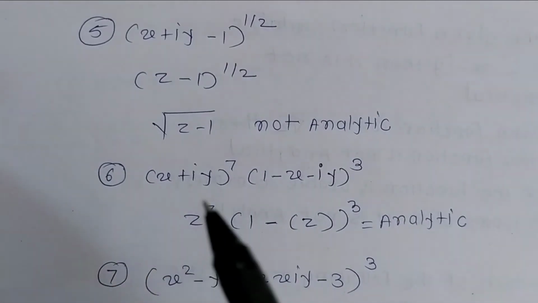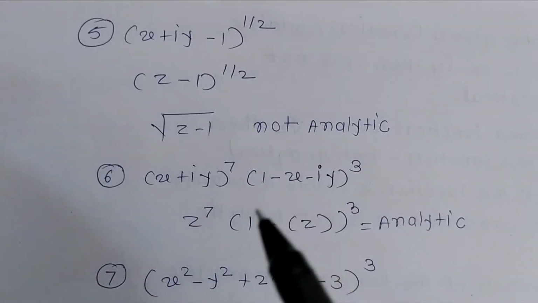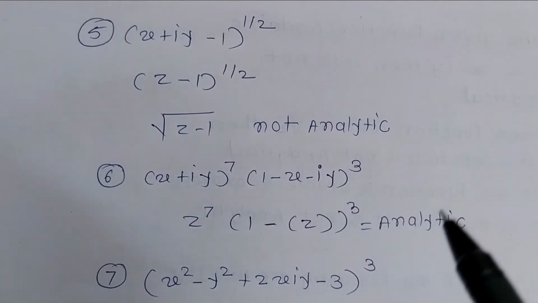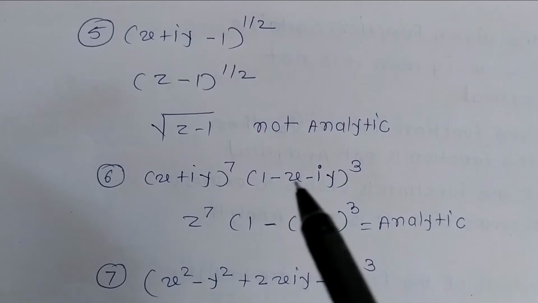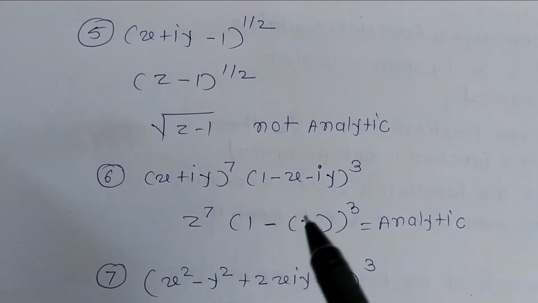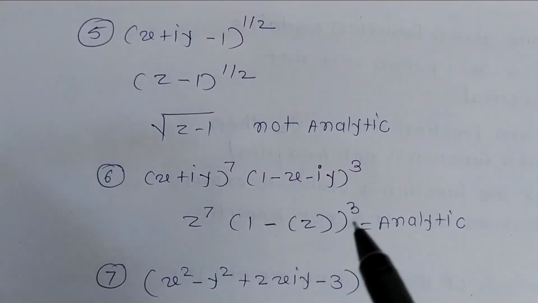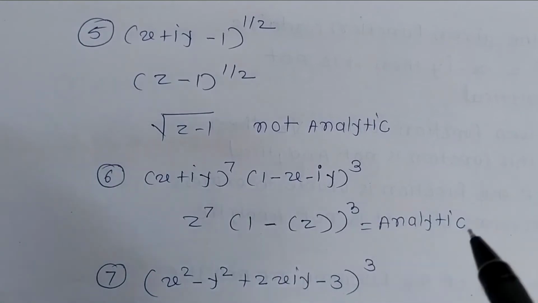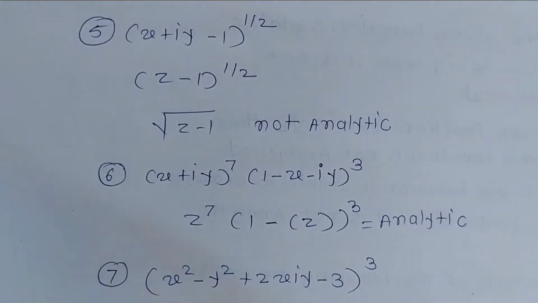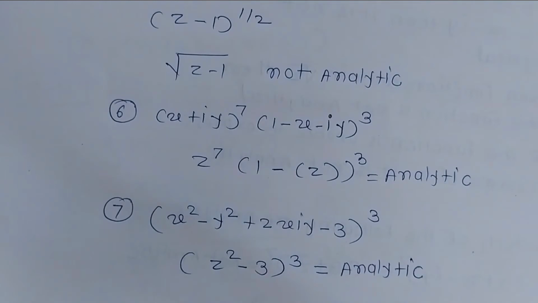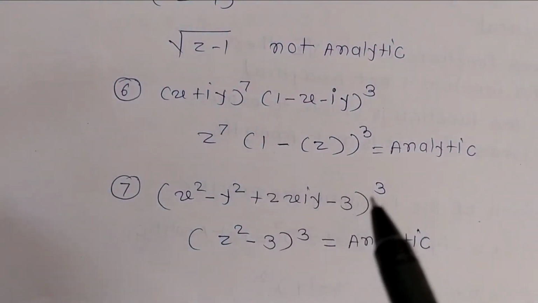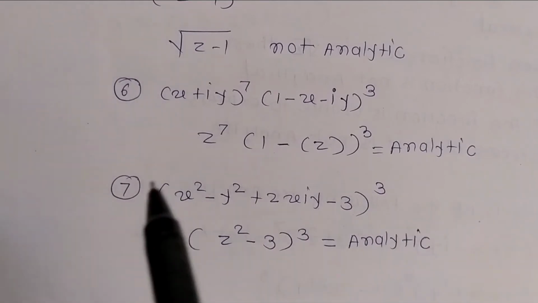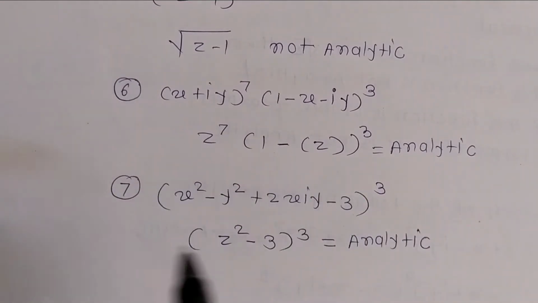And the sixth one is (x plus iy) raised to 7 times (1 minus x minus iy) cubed. Here z raised to 7, and when we take the minus outside, 1 minus z, whole raised to cube, that is an analytic function. And the seventh one is (x square minus y square plus twice ixy) minus 3 raised to cube, this one is z square.